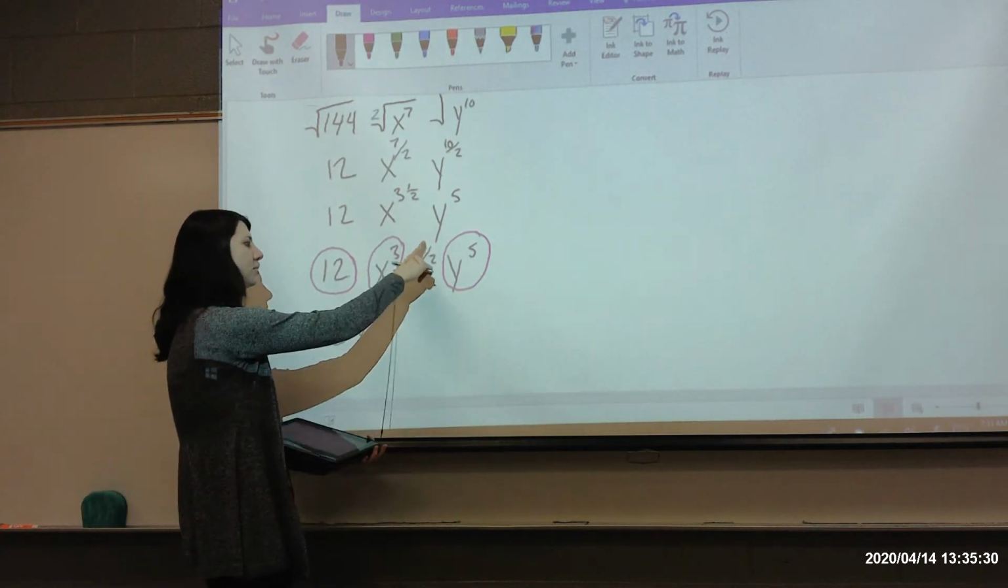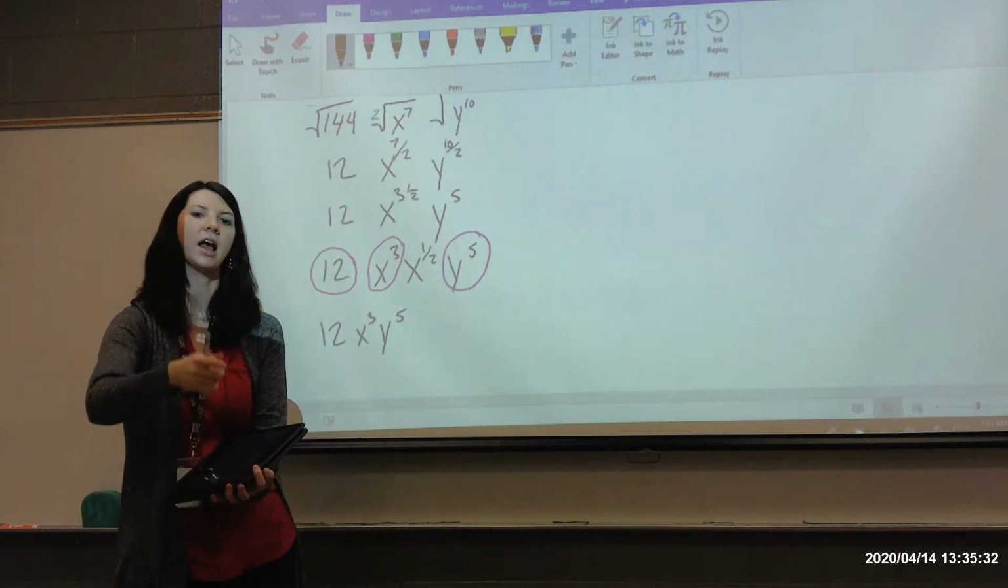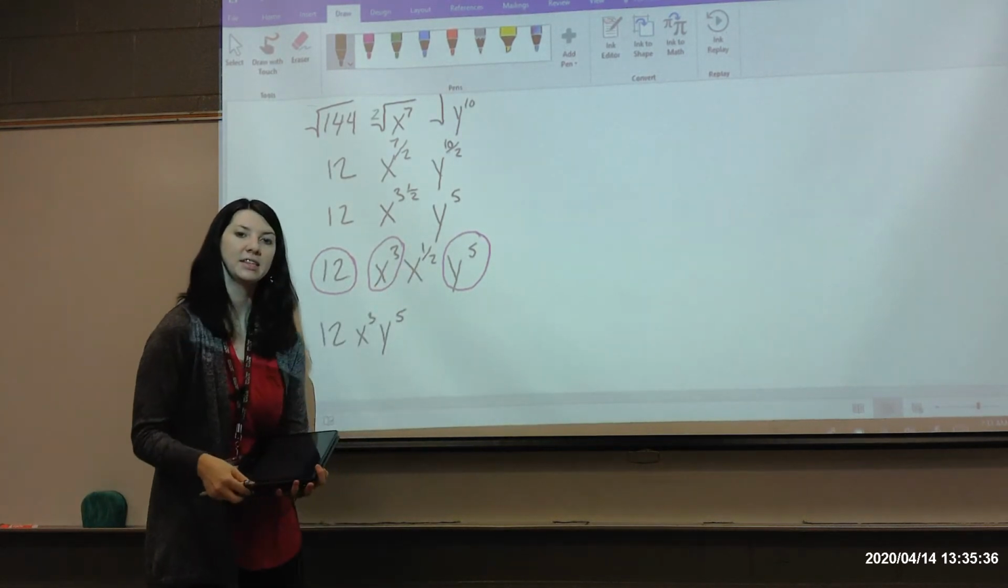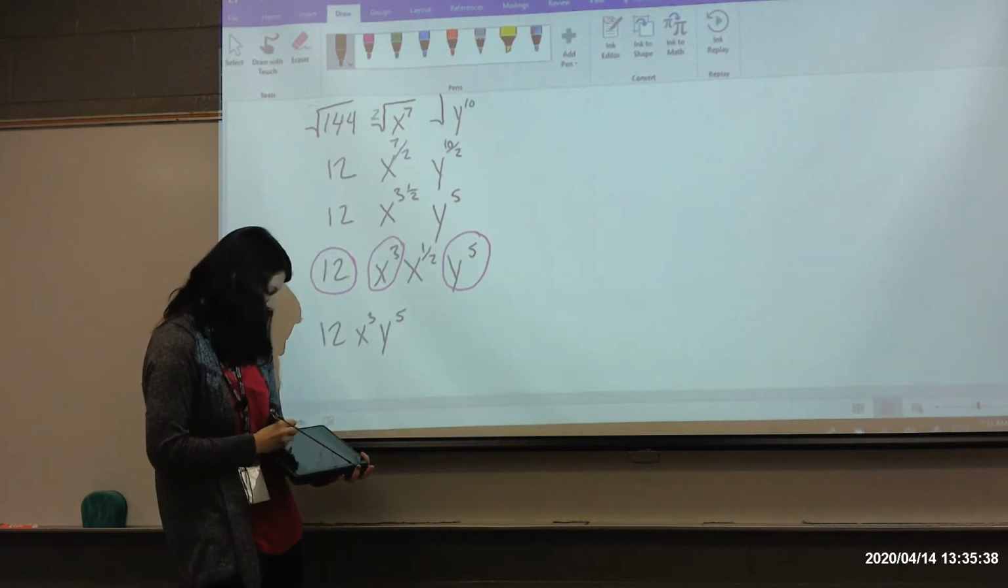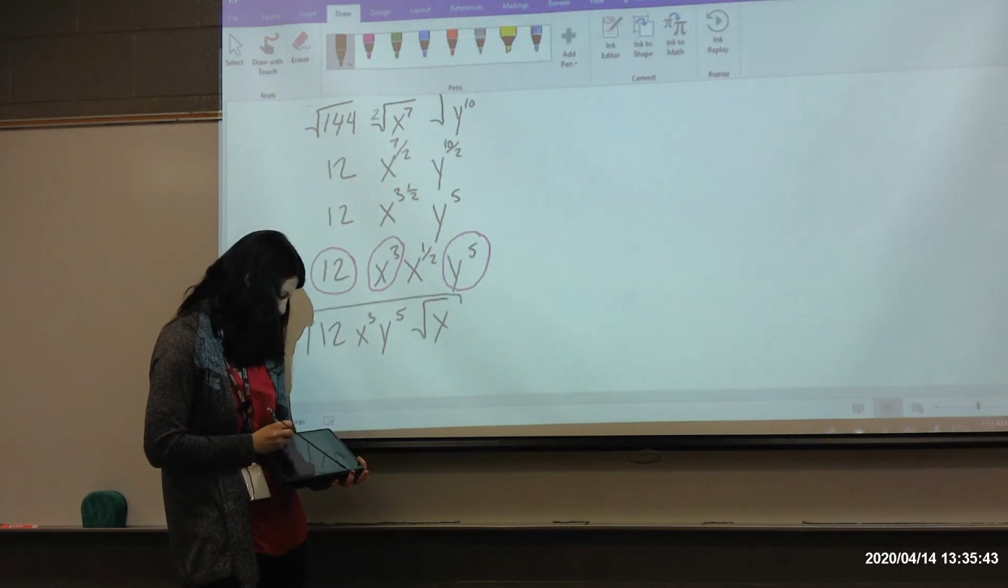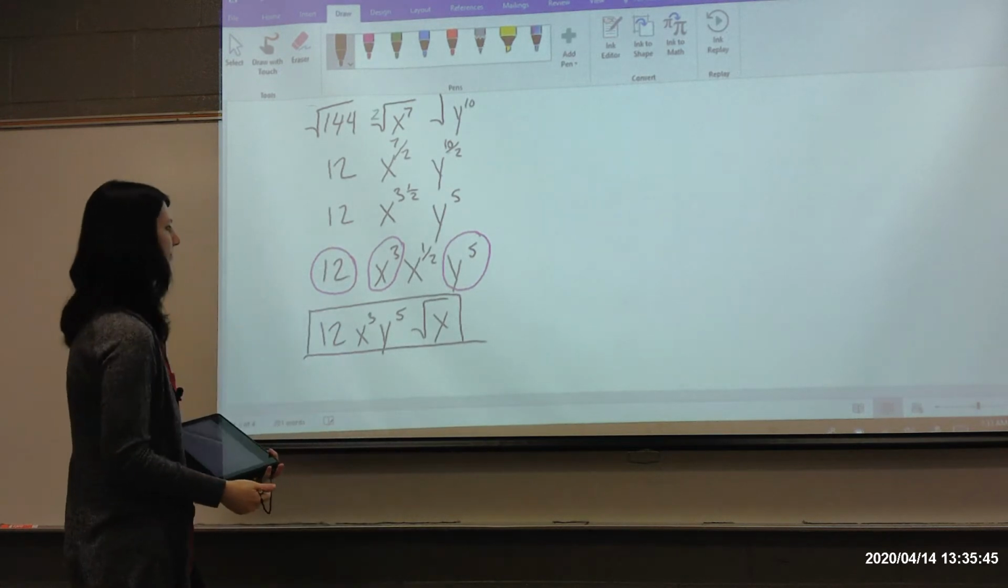Okay, x to the 1/2 has a fraction as an exponent. I need to change it to a radical. So if I have x to the 1/2, what is that the same as? That is the square root of x. So I write that at the end, and then I'm done.